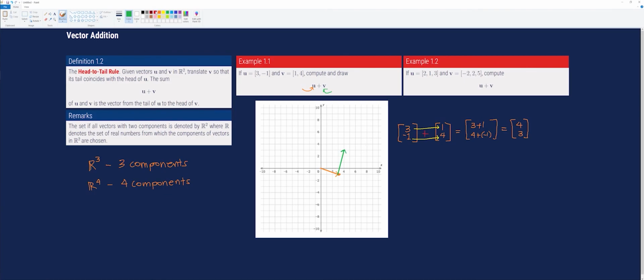If we now draw the new vector, this one in blue, that vector is equivalent to (4, 3). So that is how we do it geometrically.